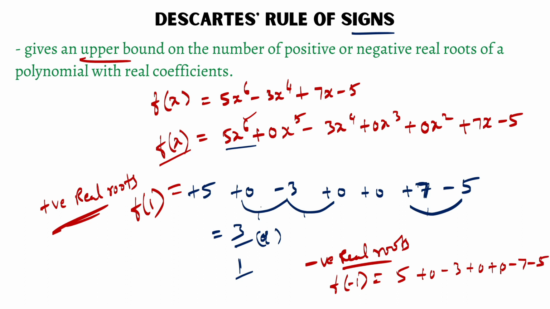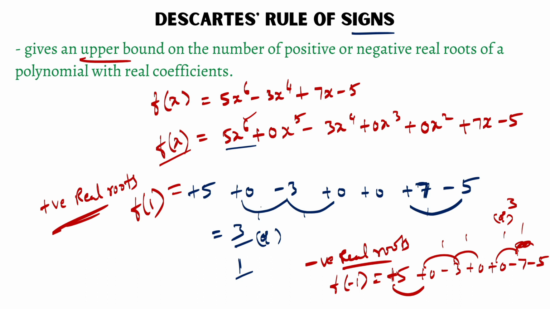How many signs are changing? How many times they are changing? Plus, no change. From plus to minus there is one change. Minus to plus there is one more change, and from plus to minus there is one more change. Minus to minus no change. So 3 times. So the negative real roots can be 3 or 3 minus 2, which is 1.